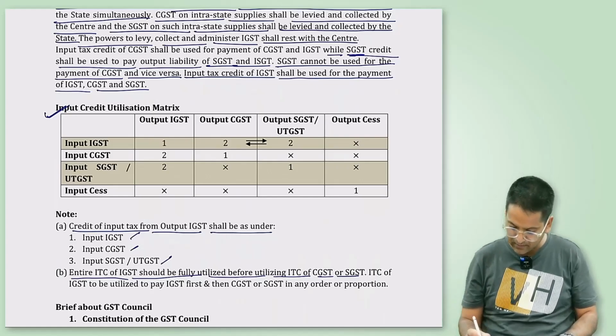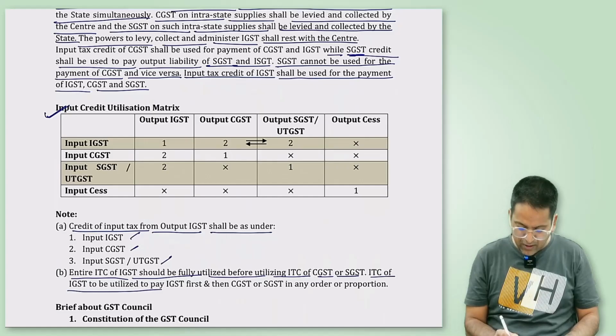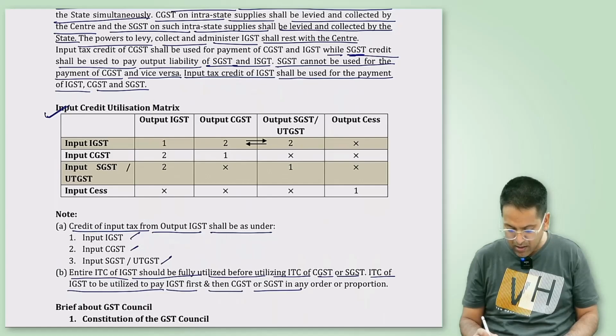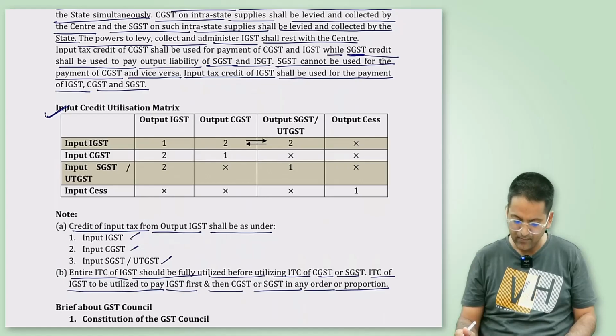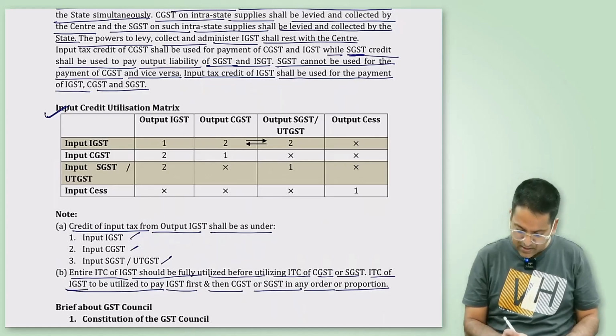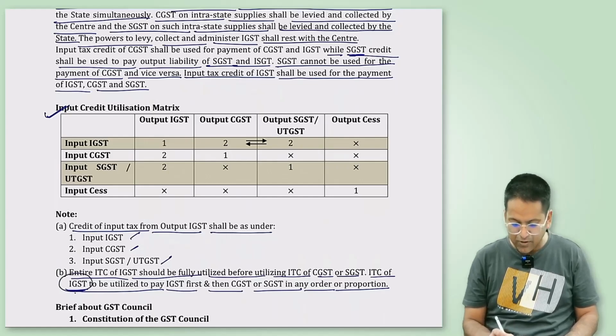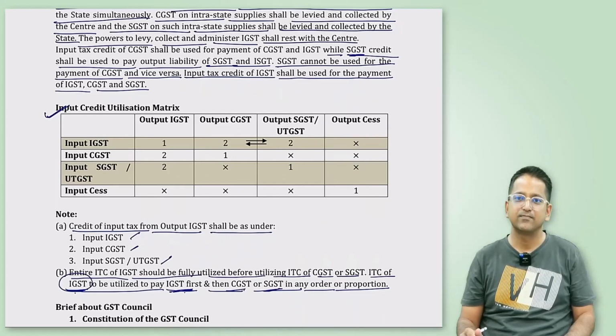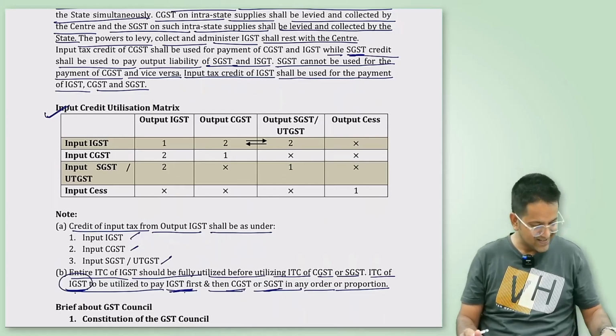ITC of IGST to be fully utilized to pay IGST first, then CGST or SGST in any order or proportion. If you have ITC of IGST with you, from that you will first pay IGST, then CGST or SGST. Just pay in the way it is needed. Feeling confused, right? Let me explain this with an example.